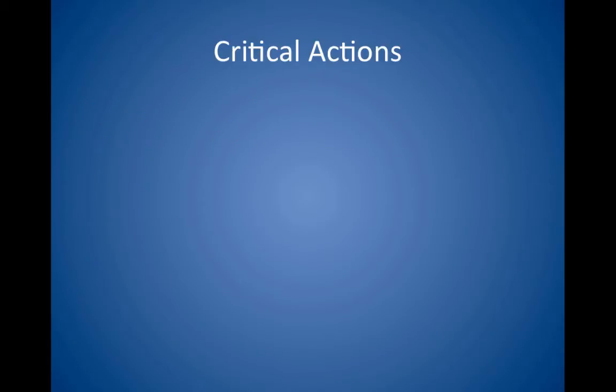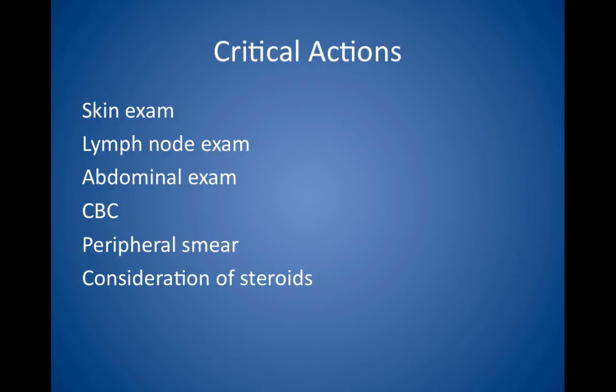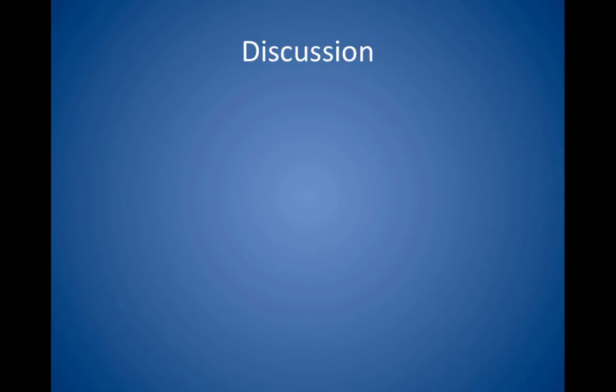What are the critical actions in this case? Critical actions include skin exam, lymph node exam, abdominal exam, CBC, peripheral smear, and consideration of steroids. Let's discuss this case in more detail. Immune thrombocytopenic purpura, or ITP, is a condition characterized by platelet counts less than 100,000 and symptoms of thrombocytopenia, such as petechiae, bruising, and bleeding. This condition can range from mild asymptomatic thrombocytopenia to severe life-threatening hemorrhage, including intracranial hemorrhage.